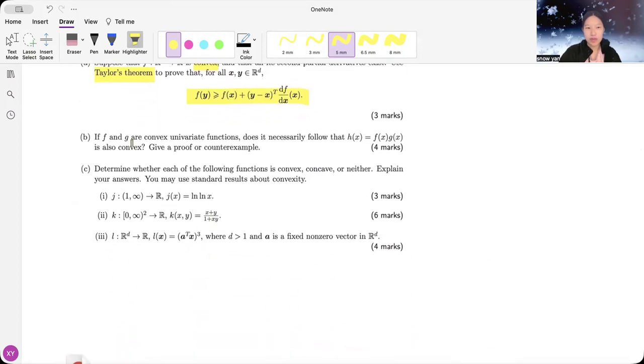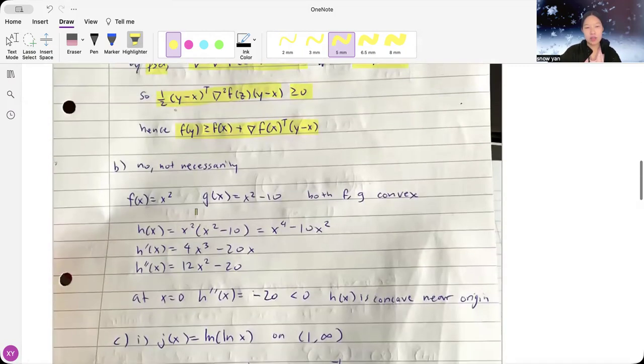In part B, we have: if f and g are convex univariate functions, does it necessarily follow that h of x equals f of x times g of x is also convex? Give a proof or a counterexample. So the answer is no, not necessarily. Why is it the case? Because we never heard of it, right? It just doesn't hold. If it was a thing, we definitely would have heard about it in a theorem.